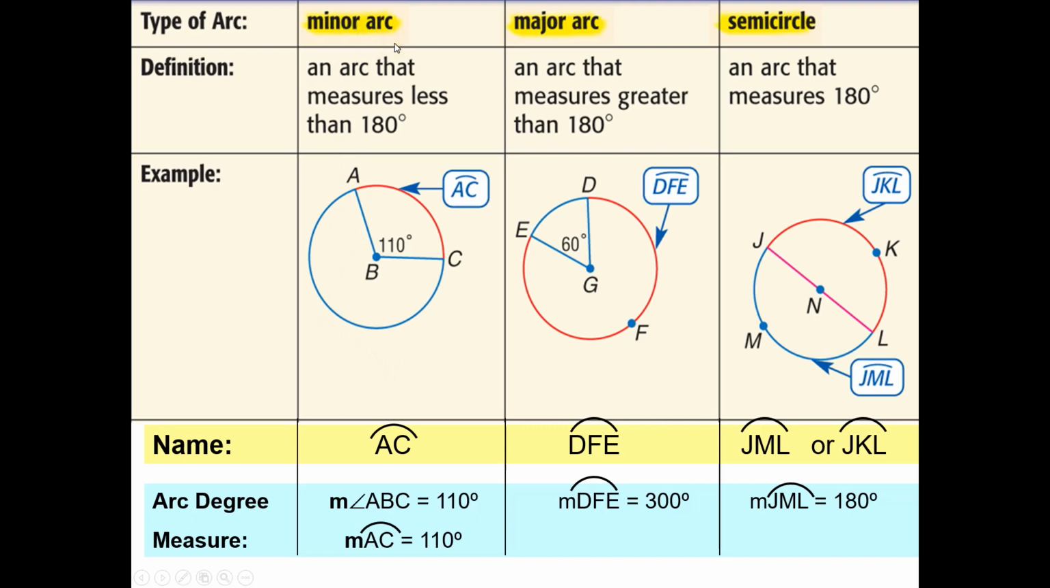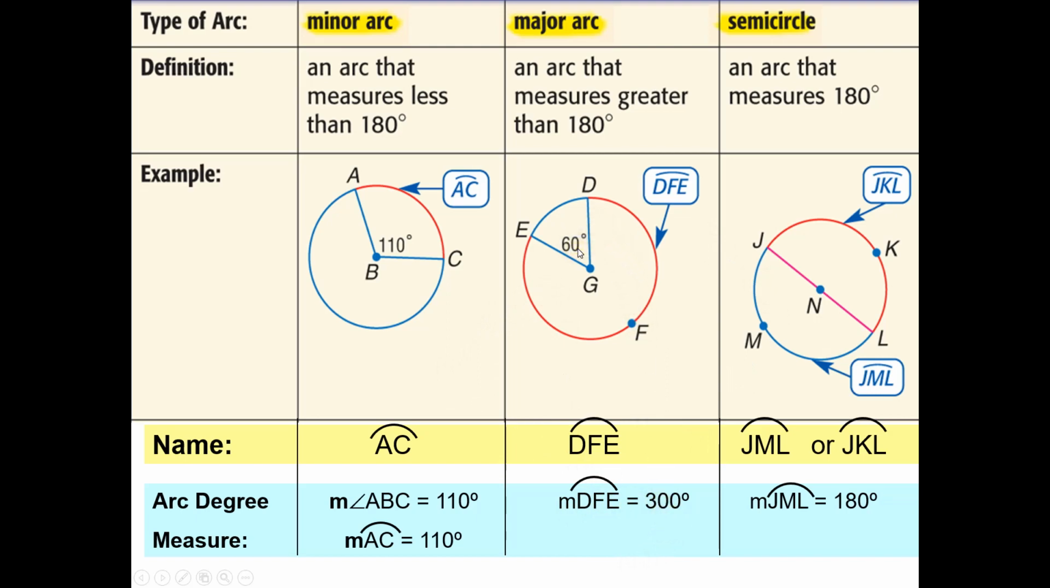Arcs are just part of a circle, right? A minor arc, see that red arc right there, and it's got the little arc over the top of AC. Okay, that's arc AC. That's less than 180, right? So anything less than 180 degrees is a minor arc. A major arc is something that's bigger than 180 degrees. So DFE, this red arc right here, is a major arc because it's bigger than 180. As a matter of fact, it's 300, right? The measure of arc DFE is 300, okay?